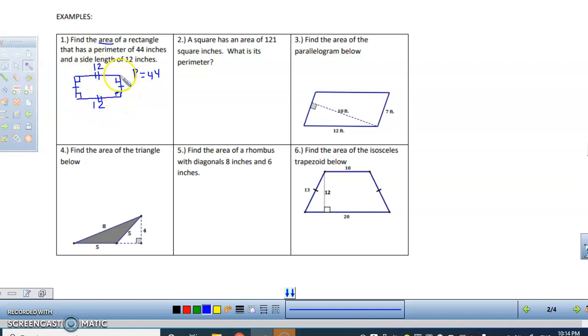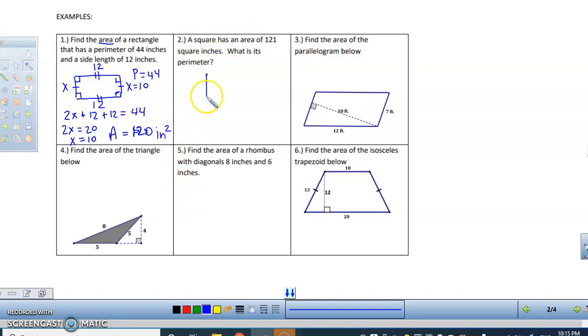And then I need a base times a perpendicular height. Well, I don't know that, so I can figure it out because all those sides should add up to 44. So I take away the 12s and I get 20. So x is equal to 10. All right, so now I know my perpendicular height is 10. So the area is just simply 12 times 10, which is 120. Now, my units, I have linear units of inches, so my area units are inches squared.